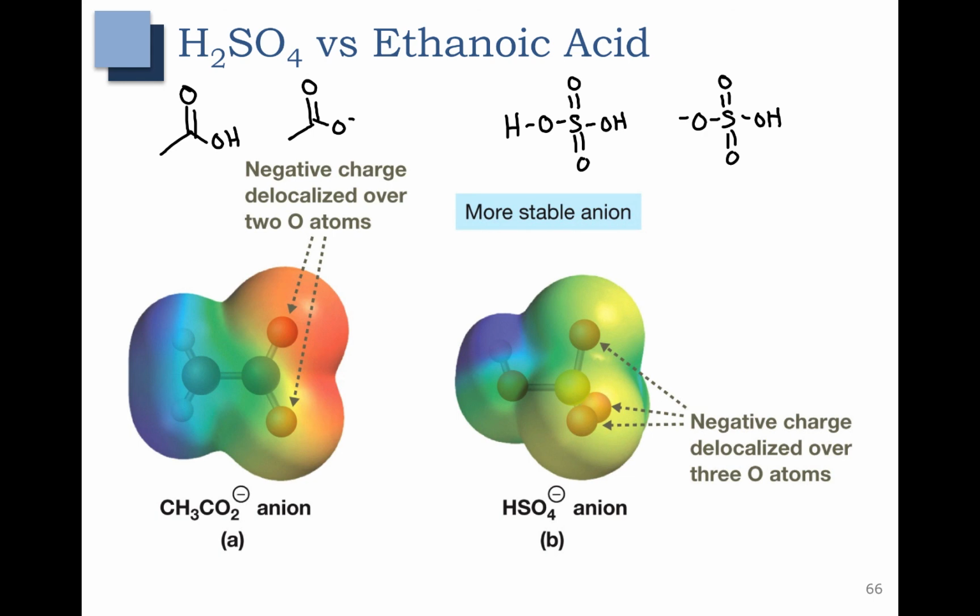So if the negative charge is delocalized over 3 oxygen atoms, this is going to significantly increase the acidity of the conjugate acid. So sulfuric acid is a stronger acid. That concludes this video on factors that affect acid strength.